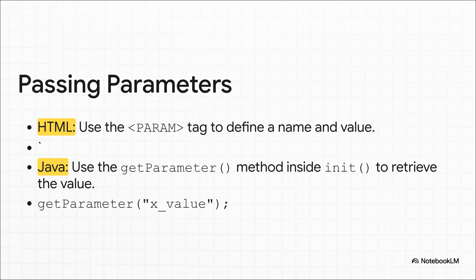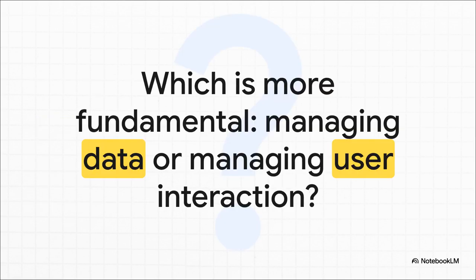And this is a really neat trick for making your applets more flexible. You can actually feed information from the HTML file right into your Java code. You use this thing called a param tag in the HTML, and then inside your applet's code, you just call getParameter to grab that value. It's awesome because it means you can change how the applet works without having to recompile your Java code every time.